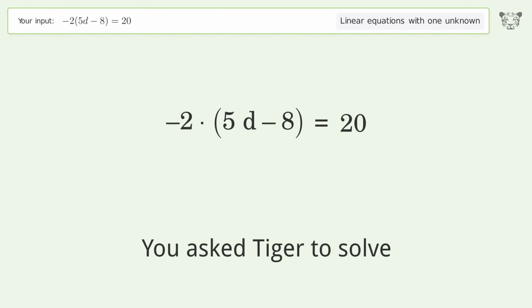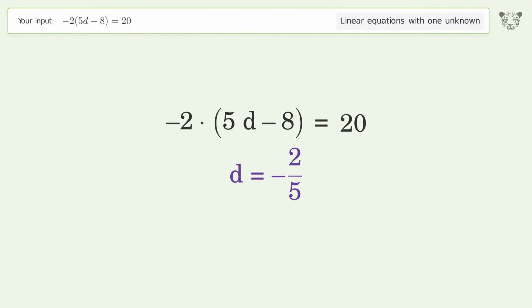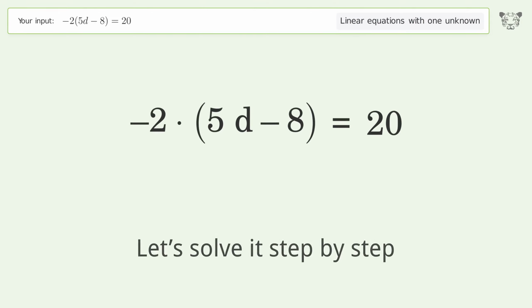You ask Tiger to solve this. This deals with linear equations with one unknown. The final result is d equals -2/5. Let's solve it step by step.